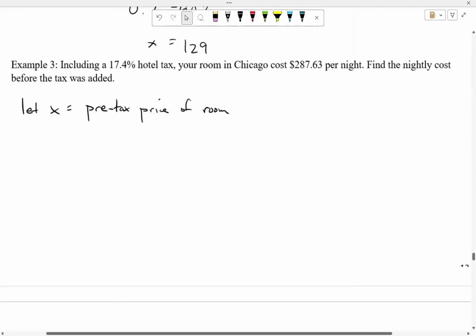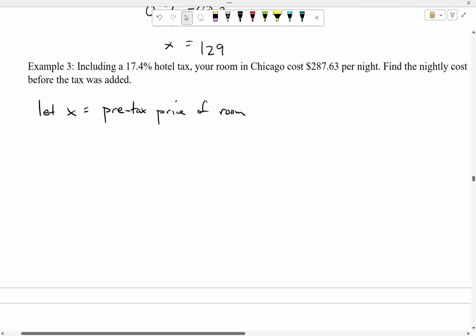Okay, I need an equation. What's the equation here, with tax? Would it be 1.174x? We're gonna start with X, the pre-tax price, and then what do we do to that? We add how much? 0.174x. X plus 0.174x equals 287.63. Did you have this?